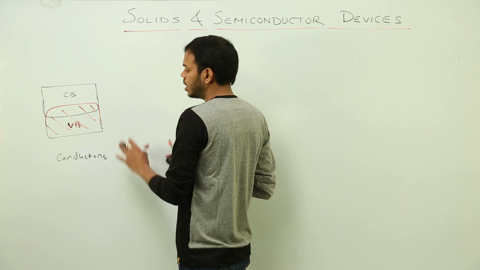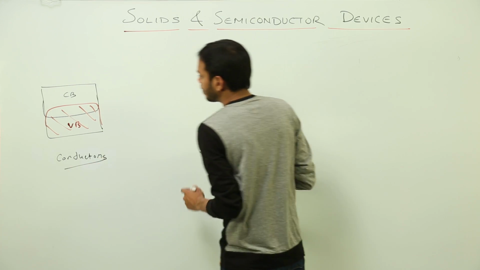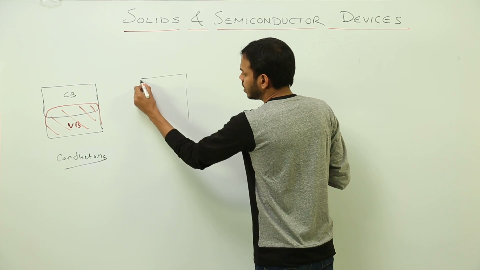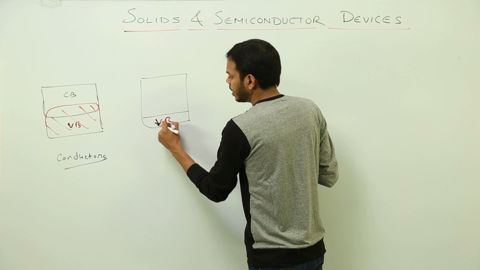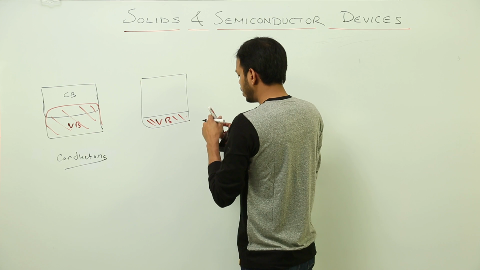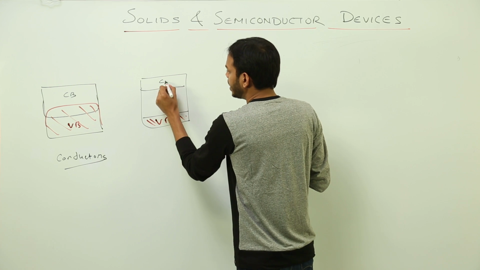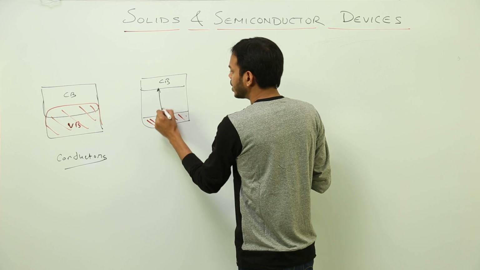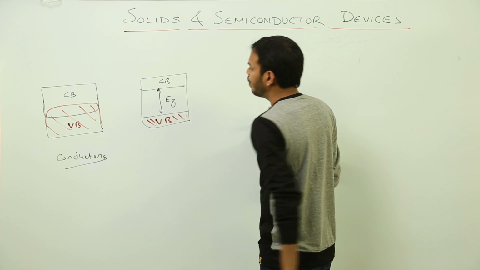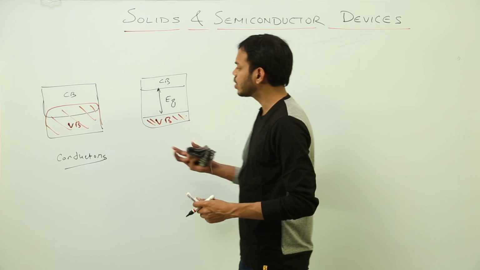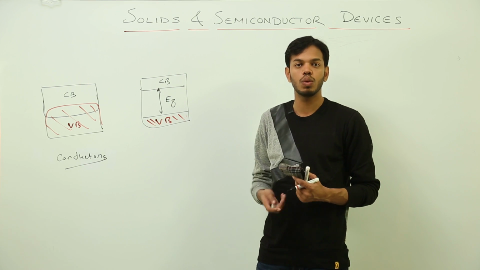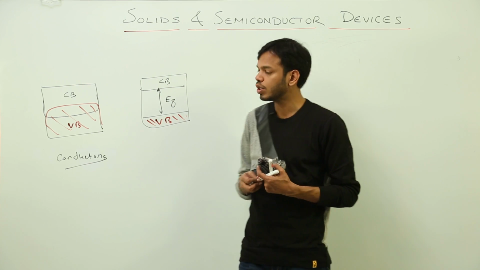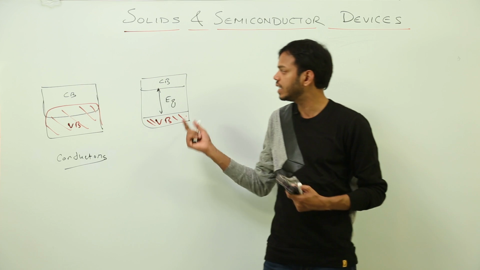So this is the energy band diagram in case of conductors. In case of insulators, if this is the valence band, the conduction band will be till here and there will be a very large energy gap between the valence band and the conduction band. So it's not that we cannot give this much energy to the valence band electrons of insulators so that they can jump to the conduction band.